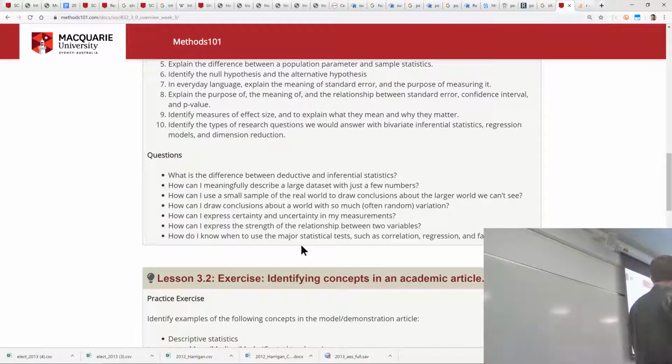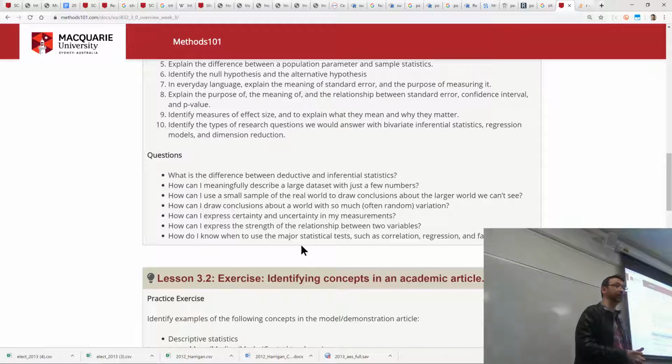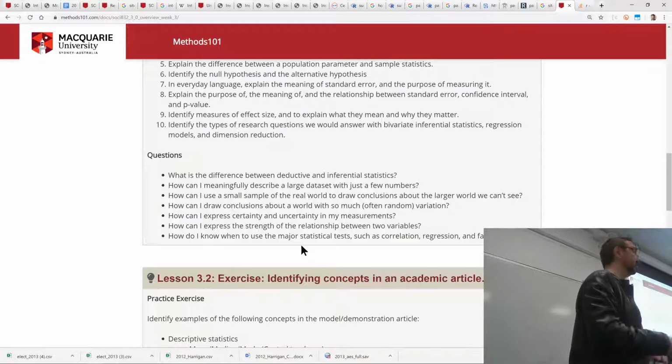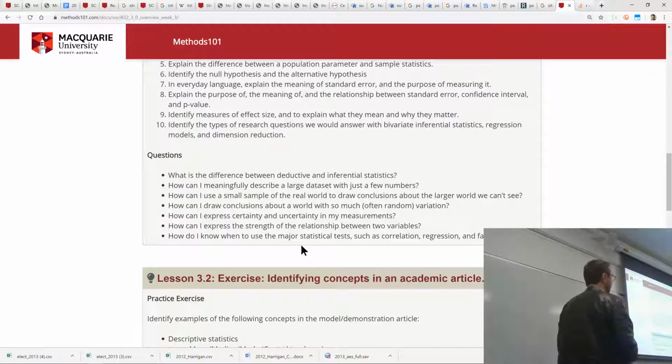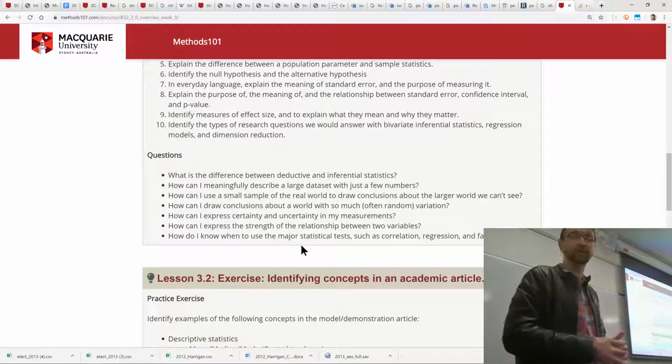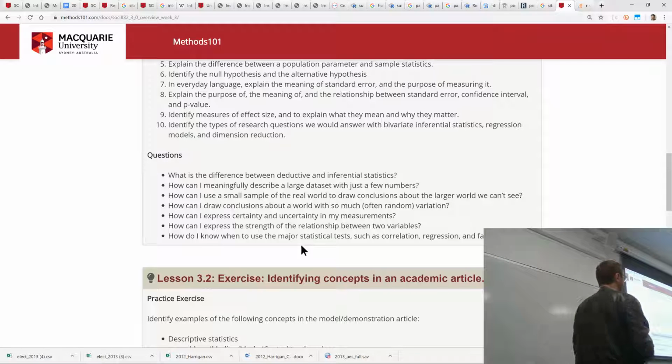If you can answer these, you're really well on your way. What's the difference between descriptive and inferential statistics? How can I meaningfully describe a large data set with just two numbers? How can I use a small sample of the real world to draw conclusions about the larger world we can't see? How do I express certainty and uncertainty in my measurements? How can I express the strength of a relationship between two variables?